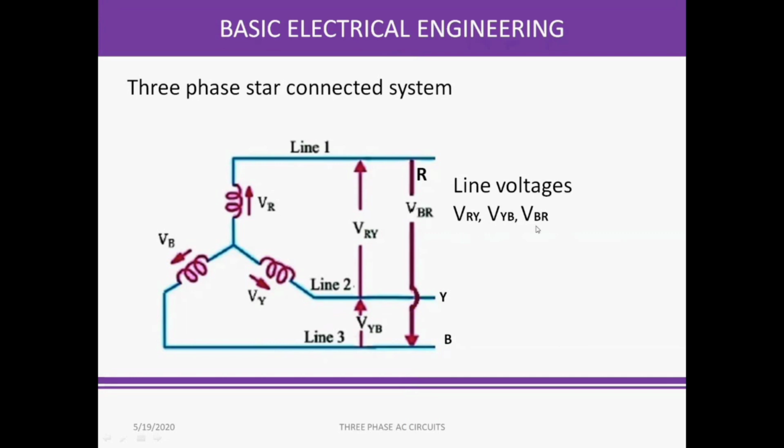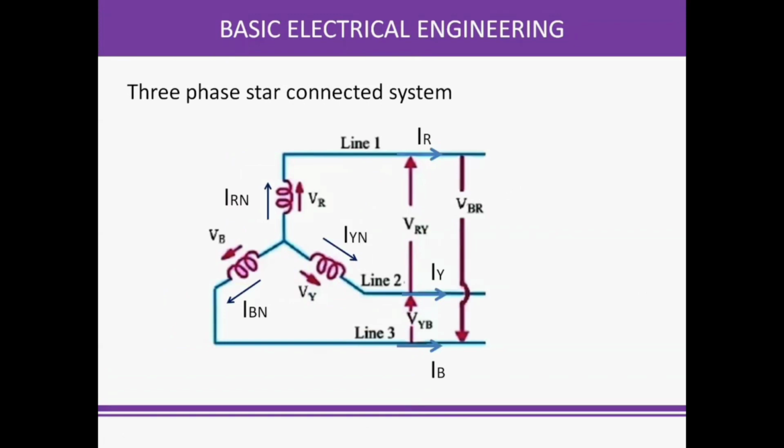Next, we'll see what is the phase voltage. The voltage measured between a line and the common point, which is called the neutral, is called a phase voltage. So we have the phase voltage VR, VY, measured between Y and the neutral, and VB, measured between B and the neutral. So the phase voltages are VR, VY, VB. So you now know how to find the line voltage and the phase voltage.